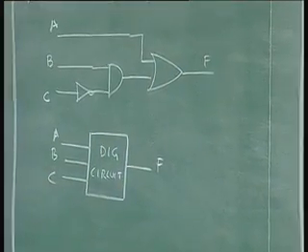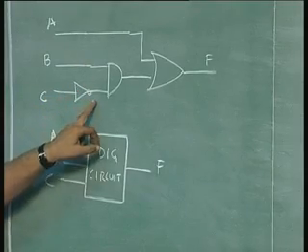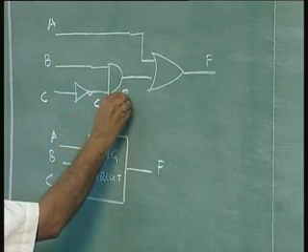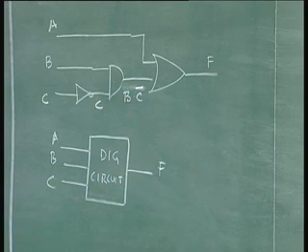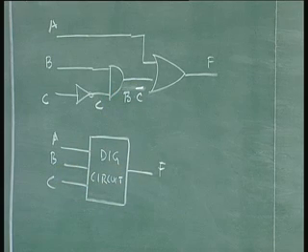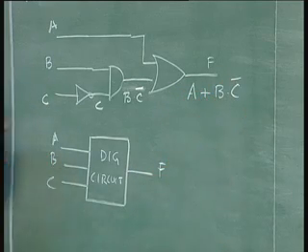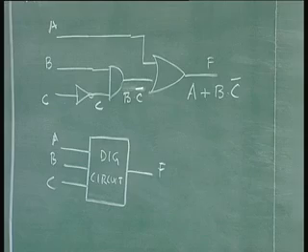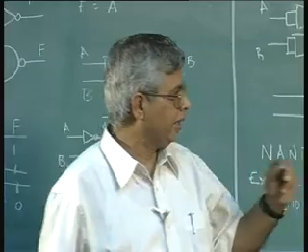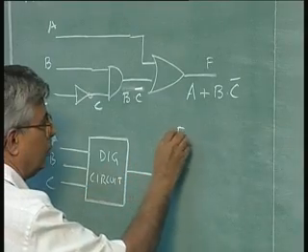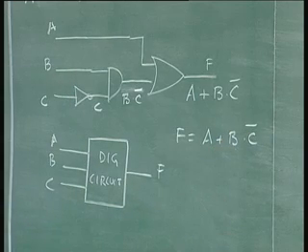Since all of us know the functions of the gates now, this is B, this is C bar. So, this is B and C bar, and this is A OR B and C bar. That is the behavior of the circuit. So, the functional description of the circuit is F is equal to A OR B and C bar.